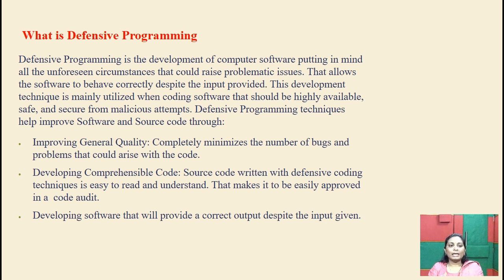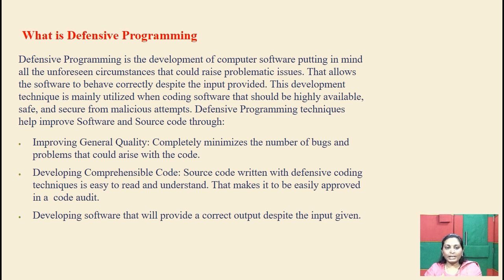Defensive programming techniques help improve software and source code. How do we improve our software and source code? First, improving general quality. It minimizes the number of bugs and problems that could arise with the code. With our source code, using defensive programming, we minimize the number of errors. That means minimizing the number of bugs and problems.